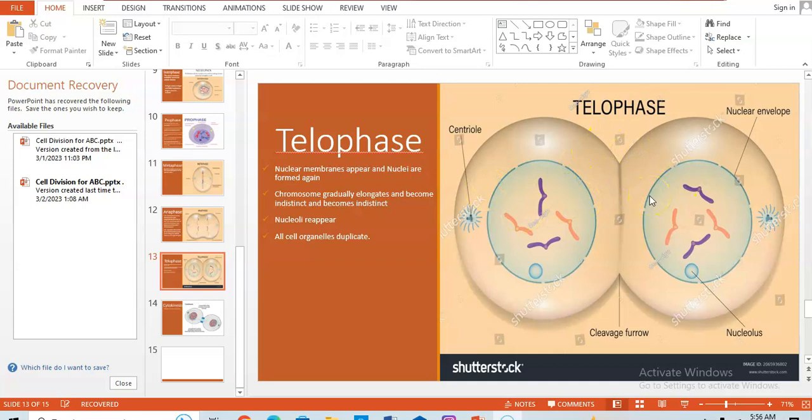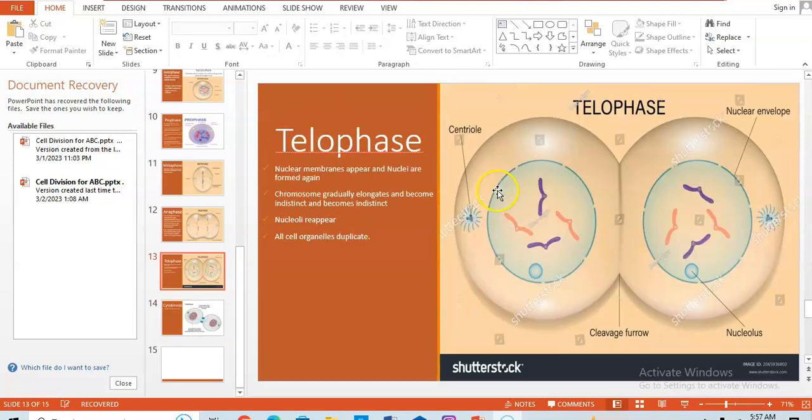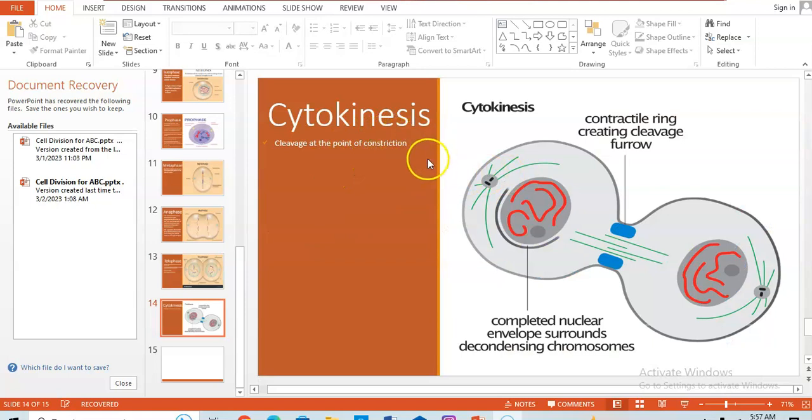Remember, we said mitosis comprises prophase, metaphase, anaphase, and telophase. So at the end of mitosis, that's telophase, what happens? The next stage is cytokinesis. And remember, we said cytokinesis deals with the division of the cytoplasm itself, alright? Division, so that it results in two daughter cells as in the case of mitosis, or 4 daughter cells as in the case of meiosis.